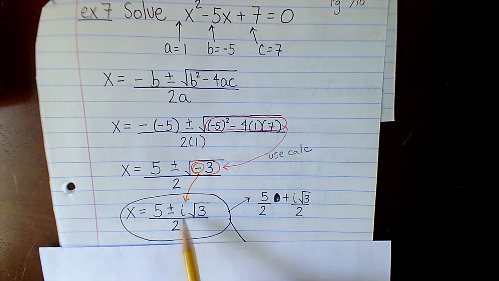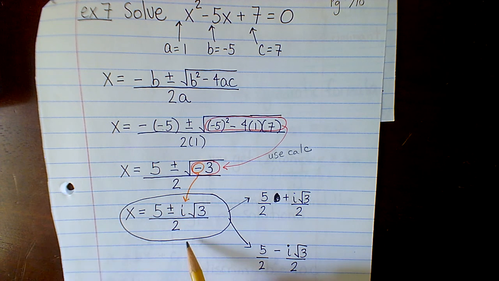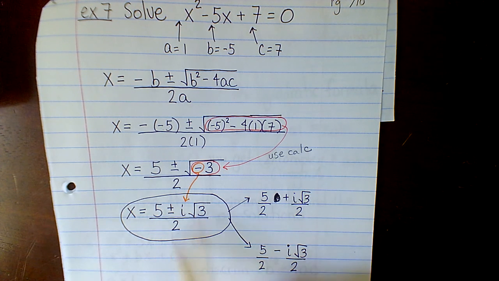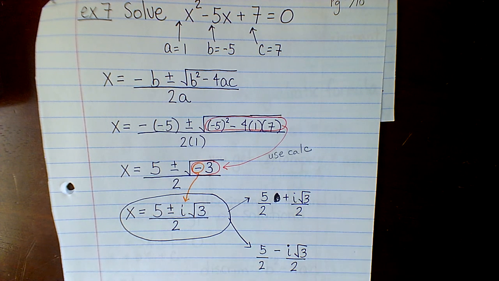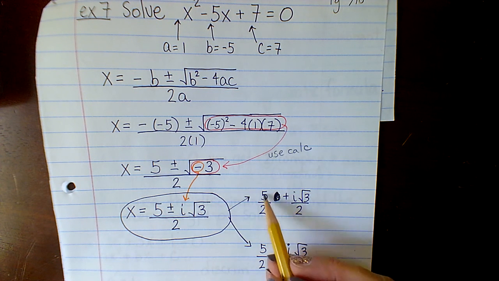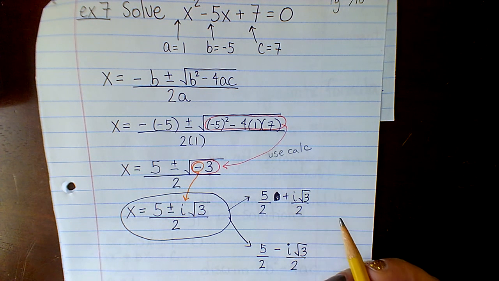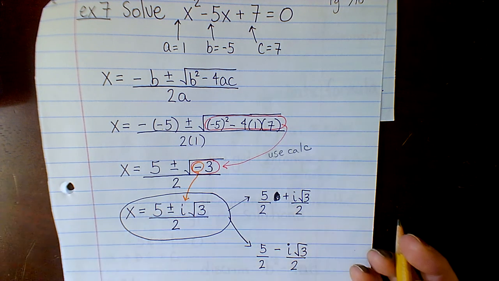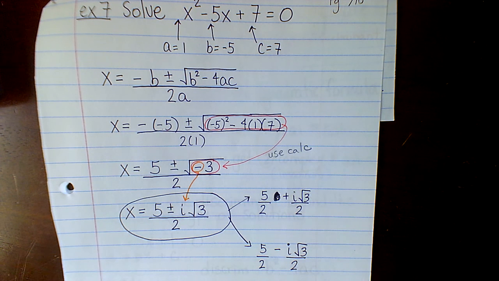So we get 5 plus or minus i, and then we get the square root of 3 over 2. This isn't going to simplify any further, right? Like the last one, you had to split them up and then do some reducing and stuff. I don't have to worry about that because I can look at this and see 5 over 2, not going to reduce. i root 3 over 2, not going to reduce. Root 3 doesn't simplify any further. So we don't have to worry about rewriting this in order for it to simplify.